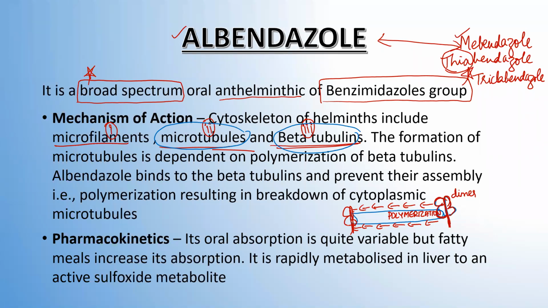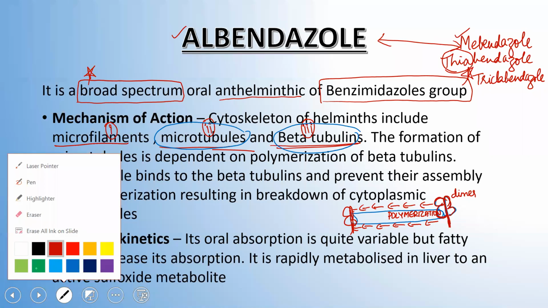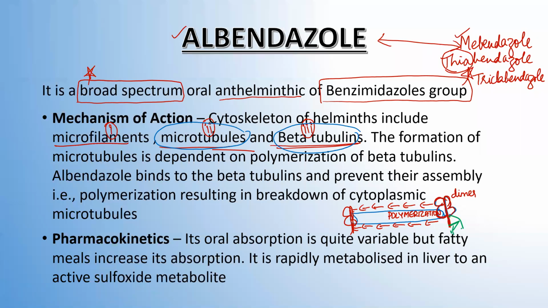Now what happens is, when you give albendazole, it goes and attaches itself to the dimer, which is your beta tubulin. And when it attaches, it doesn't allow this beta tubulin to go over the microtubules. And when that does not happen, the polymerization process doesn't occur. If you read the text, you will find that the formation of microtubules is dependent on the polymerization of beta tubulins. Albendazole binds to the beta tubulins and prevents their assembly. Polymerization is synonymous with assembly of microtubules.